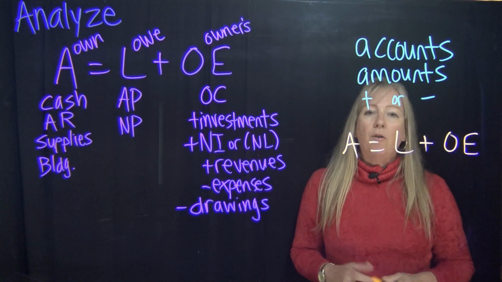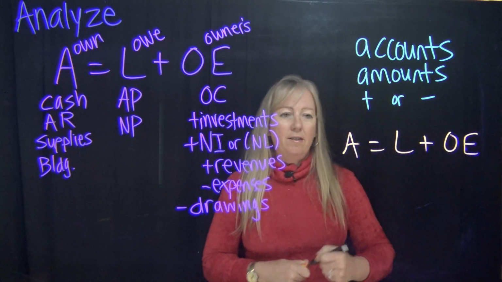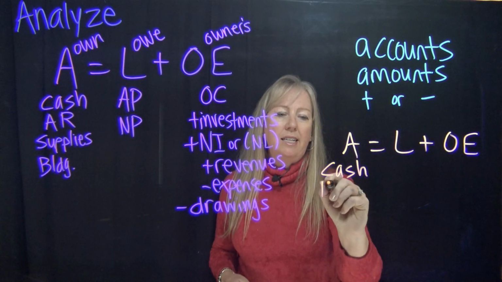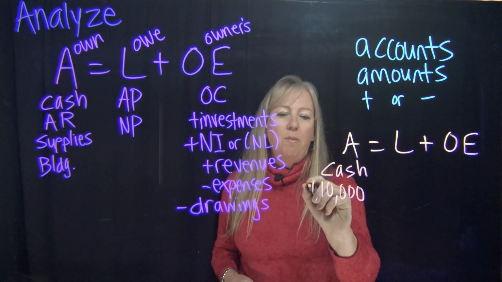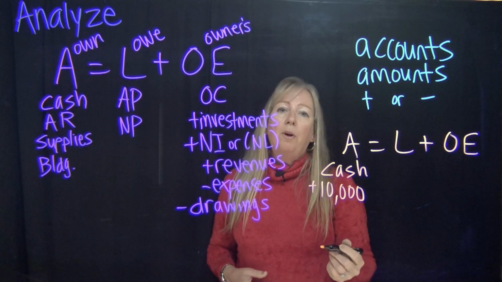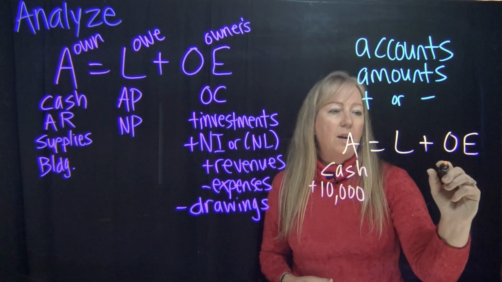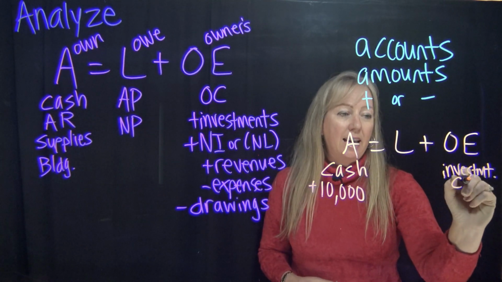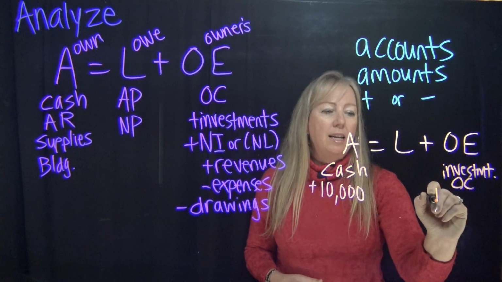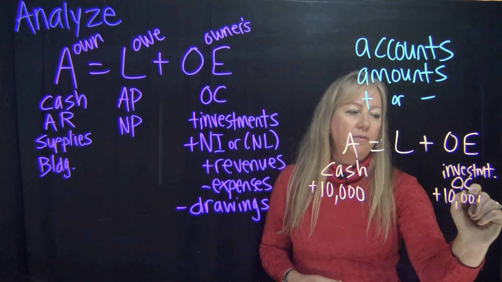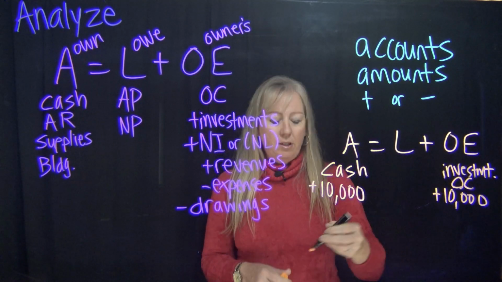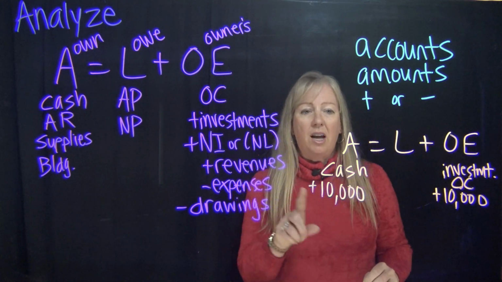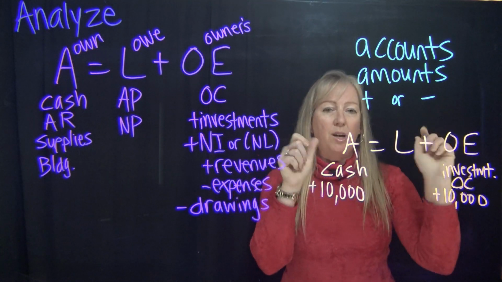The first one is the owner is going to invest cash in the business. So cash is under assets. The amount would need to be given to you. Let's say it's $10,000, and that is going to be an increase. The owner will record that as an investment, which is under owner's equity. So the account is investment in the owner's capital account, and that'll be an increase of $10,000. So cash is going to go up, owner's equity is going to go up. You need to make sure your accounting equation is in balance every time. The left side goes up, the right side goes up, we're good.